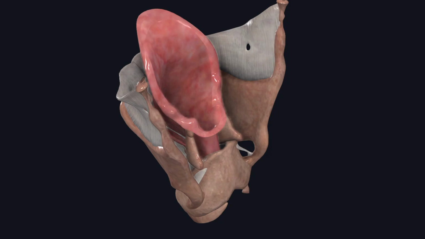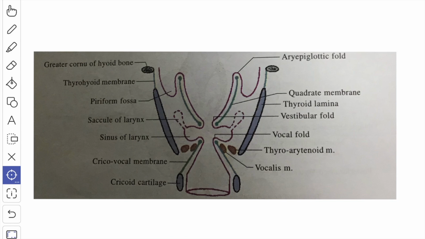In this video, we'll study about the cavity of the larynx. It extends from the laryngeal inlet up to the lower border of the cricoid cartilage. The anterior wall of the larynx is longer than the posterior wall, as the laryngeal inlet is placed obliquely, sloping downwards and backwards.